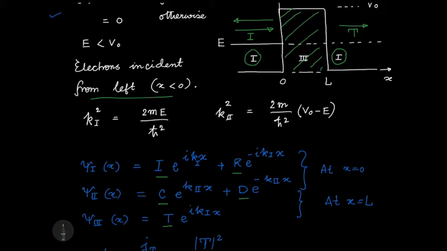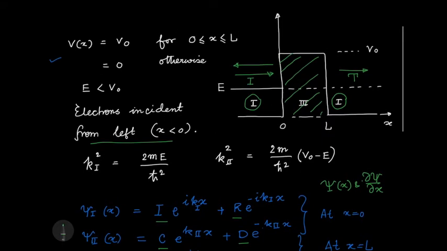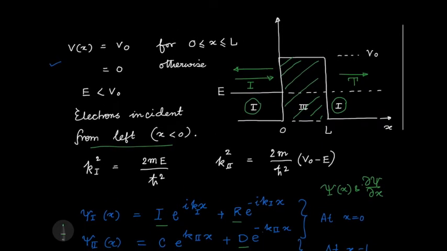The way you proceed to do the calculation is that you match psi(x) and del psi/del x at two boundaries here. One boundary is at x equals 0, other is at x equals L. At x equals 0 you match psi 1 and psi 2, at x equals L you match psi 2 and psi 3. Two things you should keep in mind: here I have taken the barrier starting from 0 and going to L. One can also define the barrier starting from minus L and going to plus L, or minus L by 2 to plus L by 2.